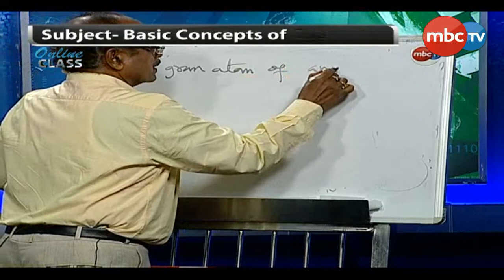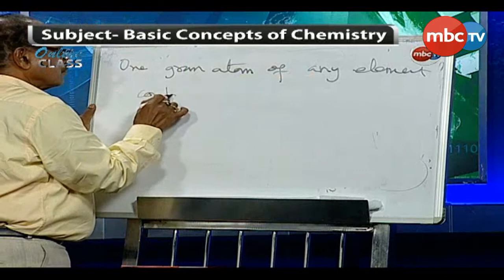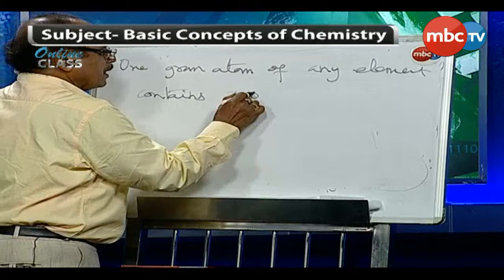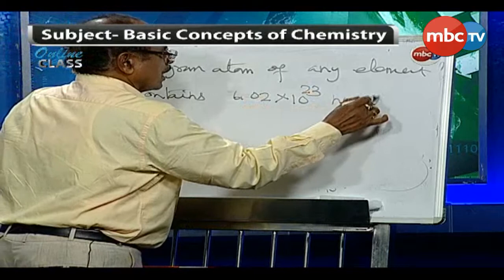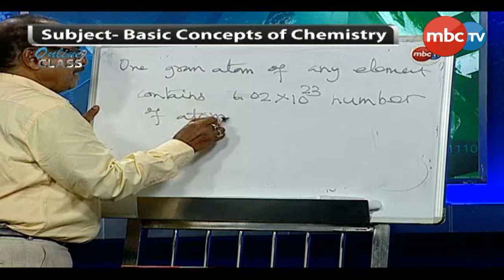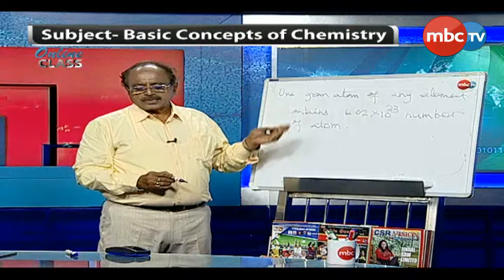Now we can conclude here, any element: 1 gram atom of any element contains 6.02 into 10 to the power 23 number of atoms.